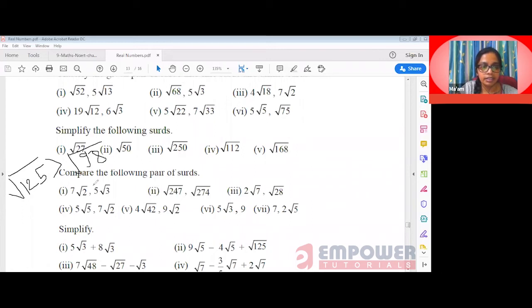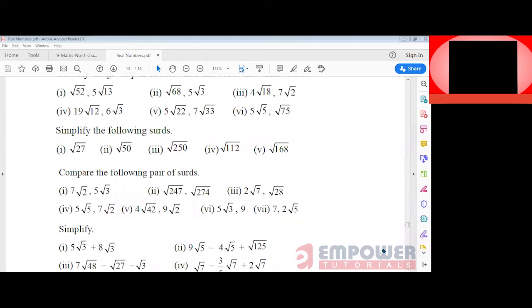Yes, everyone, are you getting this? Yes, ma'am. Which one is greater? 4 root 42 is greater than 9 root 2. Very good. Now tell me the next one.